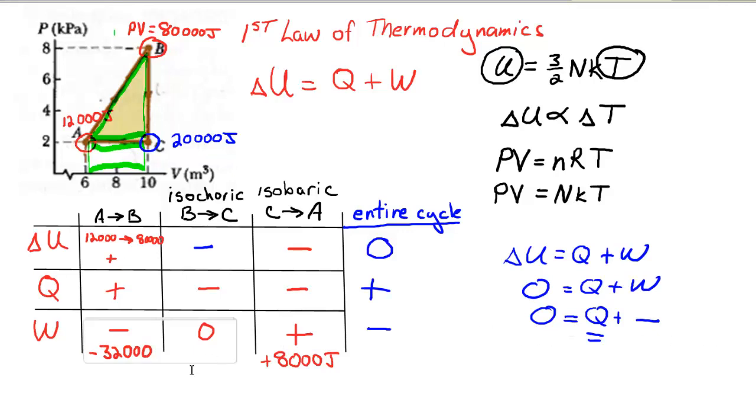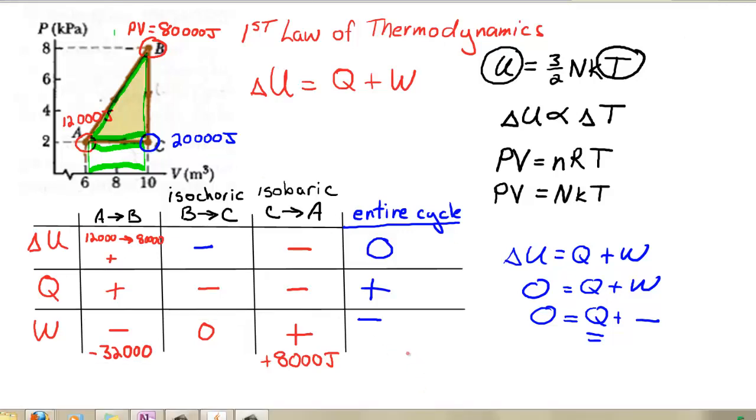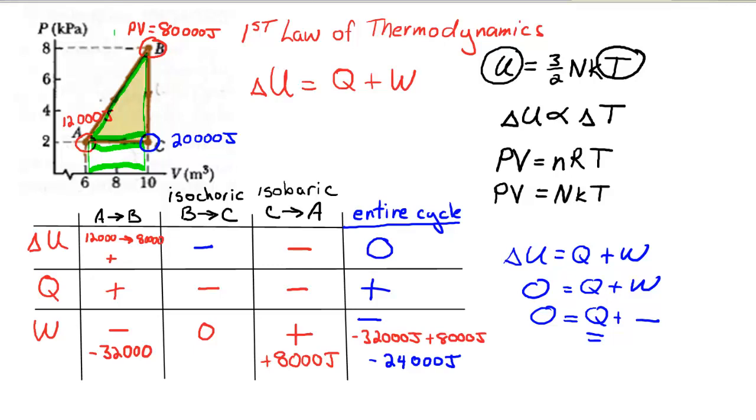We can even find values for Q and W. So our entire work done is negative 32,000 plus 8,000, which gives us negative 24,000 joules of work done overall, which incidentally is the area of just the shaded triangle, right? Because that's all that's left over in that enclosed circle. And that gives us an overall heat gain, or heat added, of positive 24,000. Otherwise my internal energy would not add to 0. So Q overall is positive 24,000.